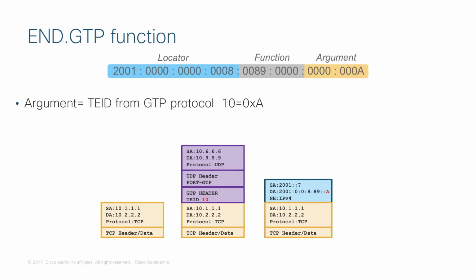We are going to use this concept to encode the TEID into the SRv6 function. So in our example, the locator field 2000:8 is identifying a node in the network. 89:0 is the function, and the last 32 bits of the SID are used to encode the TEID. In this case, the TEID is 10, or A in hexadecimal.